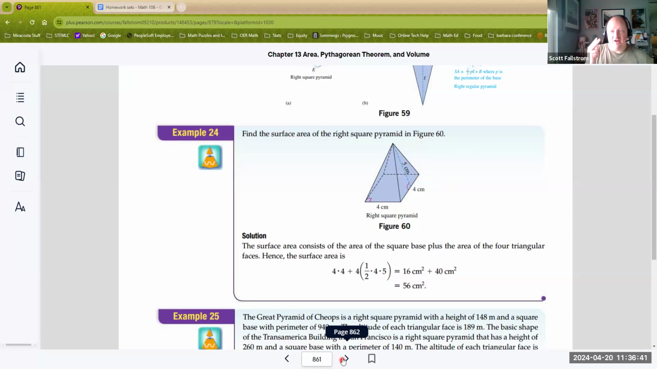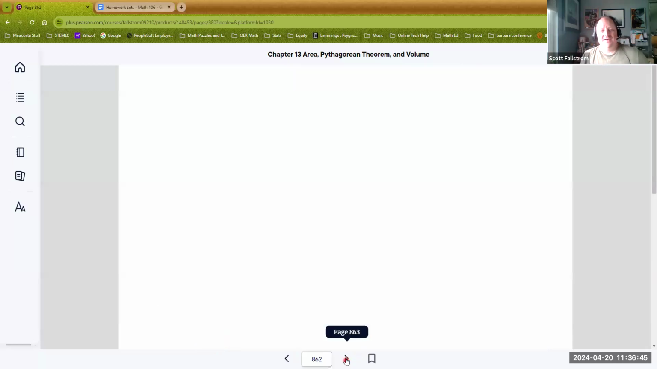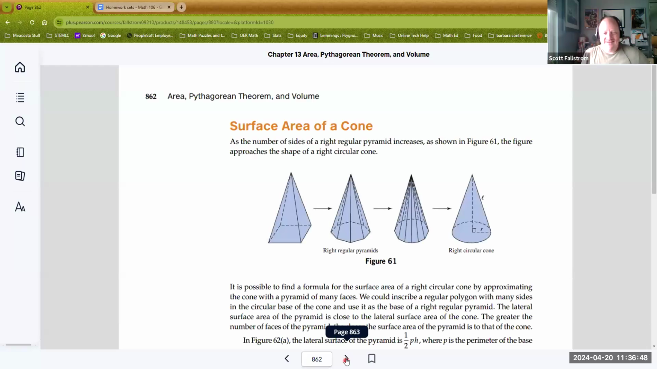Pyramid, now think about it here. Pyramid, what's a pyramid going to match up with? And if you said a cone, you nailed it. Think about pyramids with bases that get larger and larger and larger. Eventually, you get to a shape that looks like a cone. So let's go back to it.